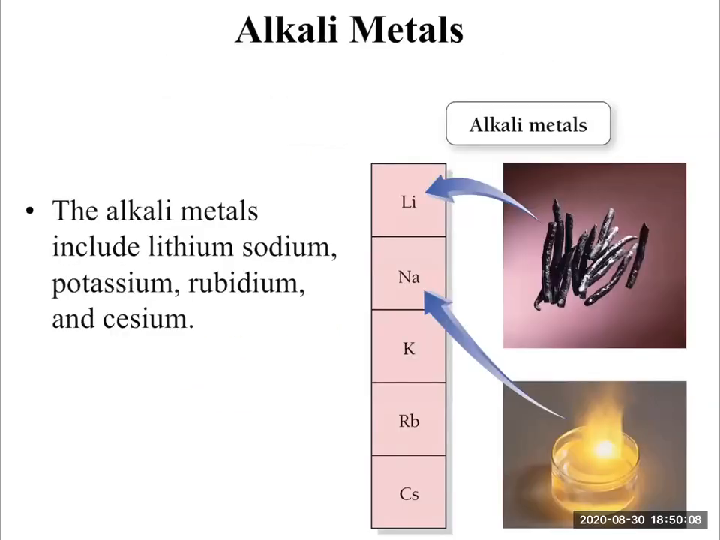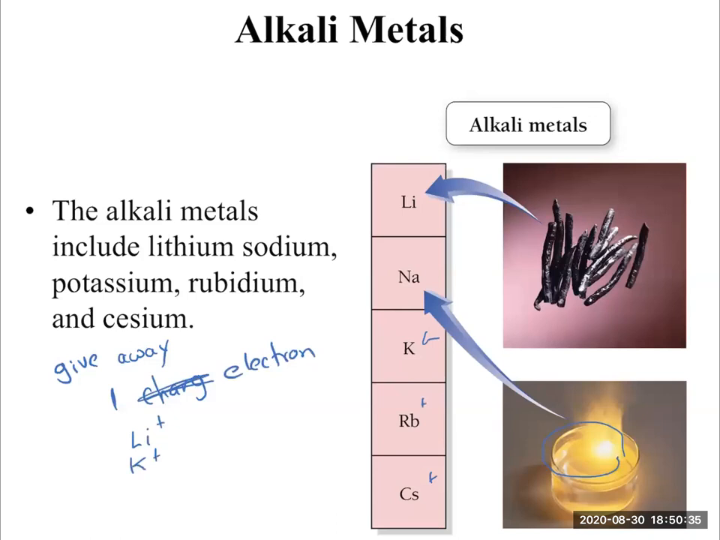Alkali metals are your lithium, sodium, potassium, rubidium, and cesium. They are very reactive with water. They like to give away one electron. So what that means is that they become lithium plus, potassium plus, and so on. When they give an electron, they become an ion, which means they carry a charge. Anything that's an ion carries a charge.